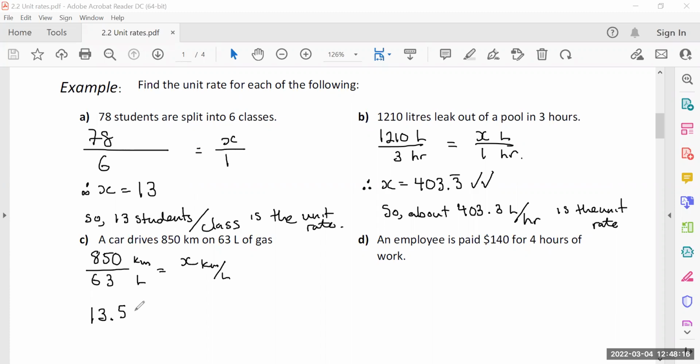I'm not a stickler right now for proper rounding. So x is equal to 13.5. And so the unit rate is 13.5 kilometers per liter. Question? Yes, you may. Now, fun fact, car brands use unit rate as well, but not necessarily a unit rate.